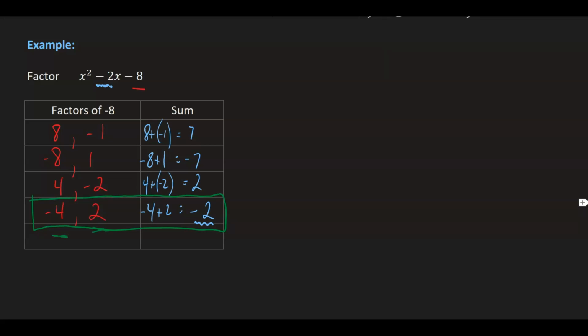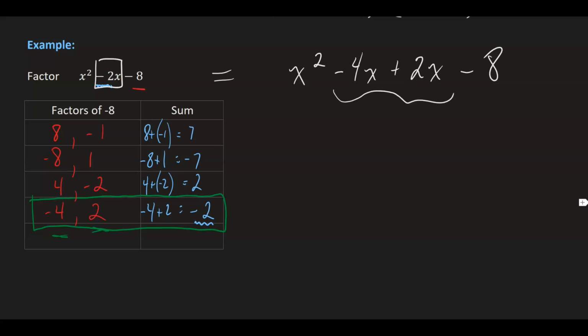So let's write that out. X squared minus 4x plus 2x subtract 8. And I want you to see how this is equal. All we are doing that is different is this term right here, minus 2x, is being substituted right here, and that is minus 2x. Okay? That's the goal. Split it. Break it into 4 terms, and now we focus on the first 2 and the last 2 and do some factoring.